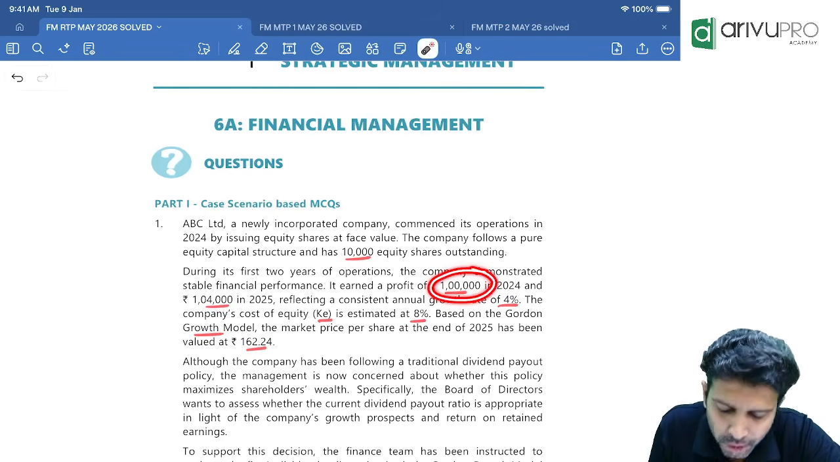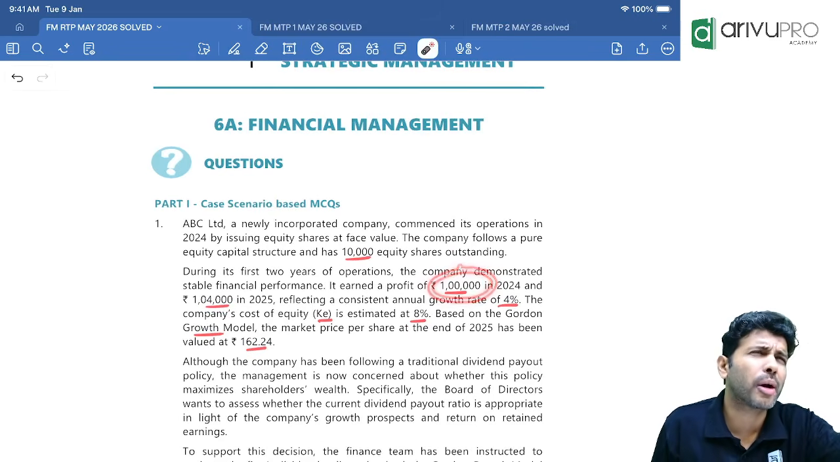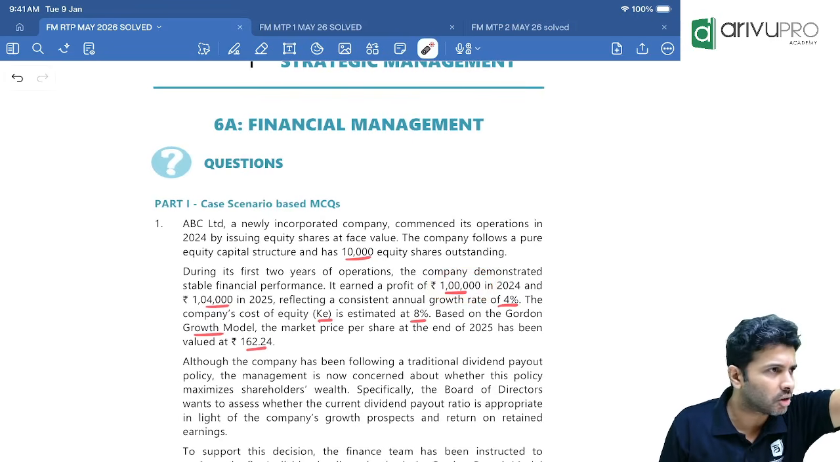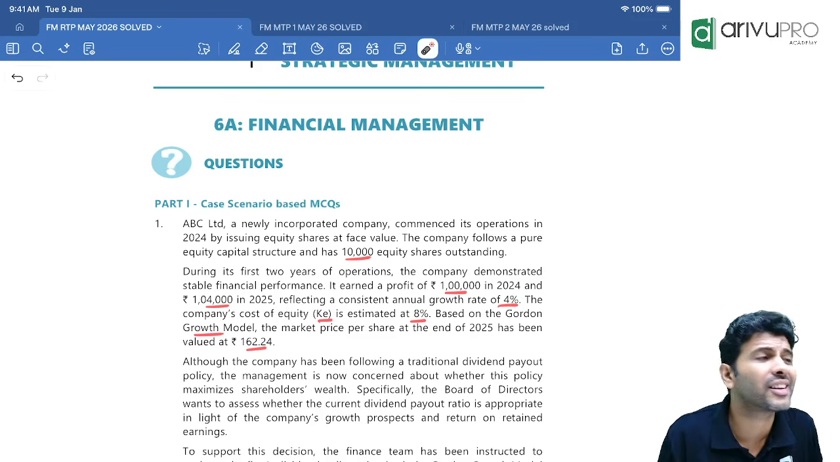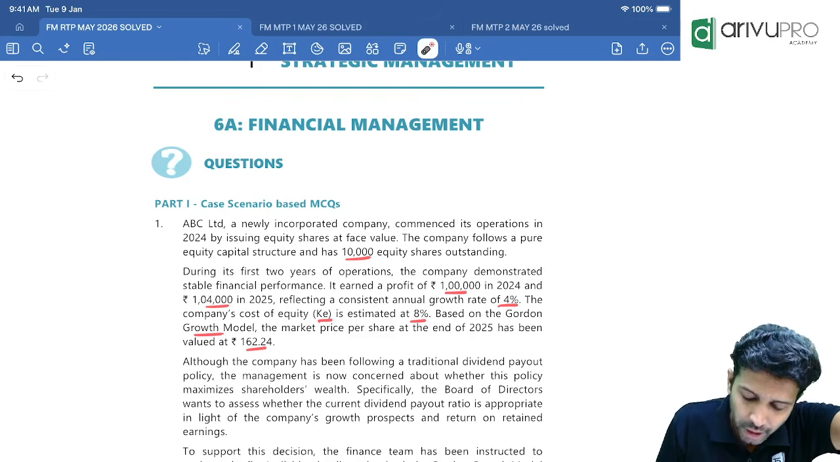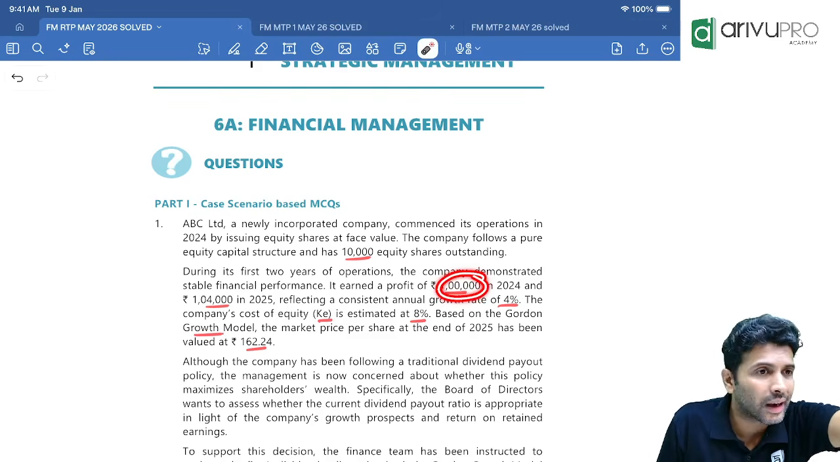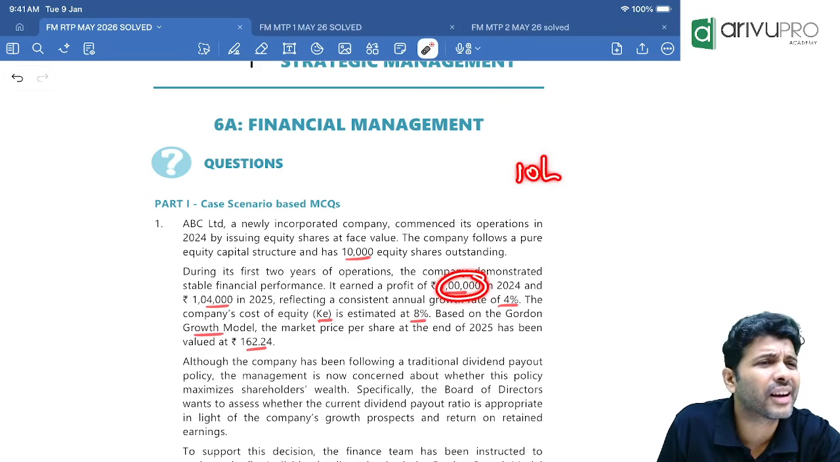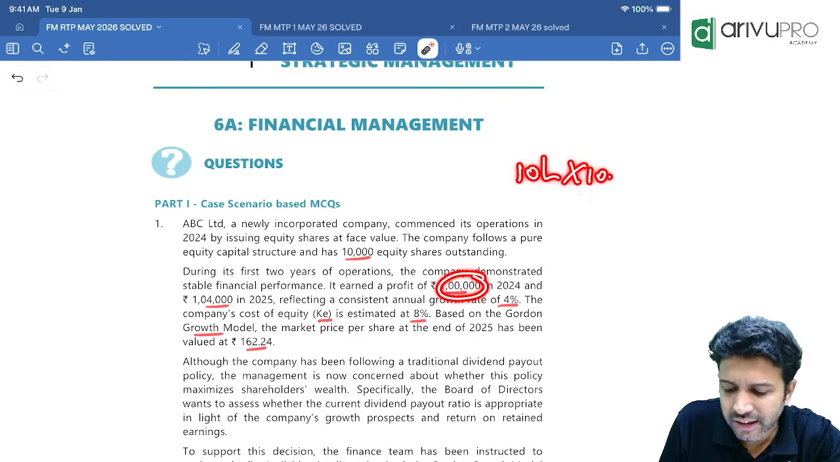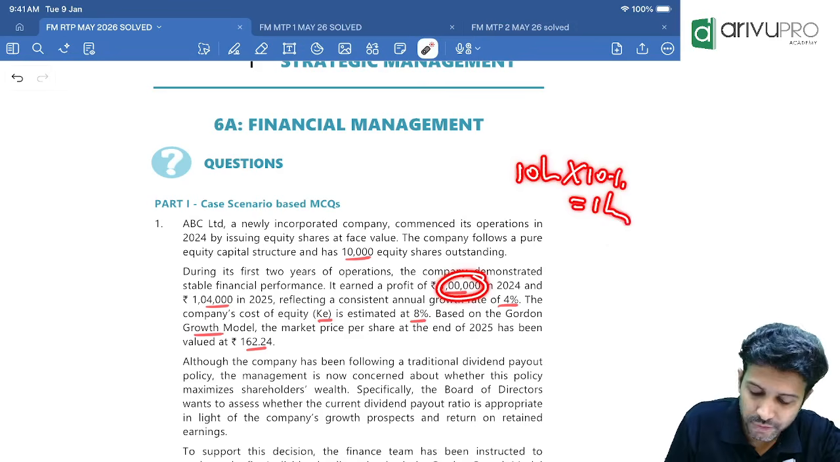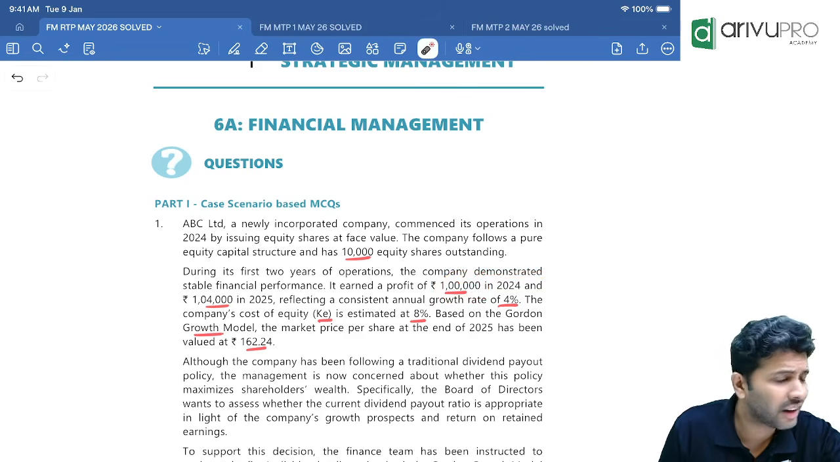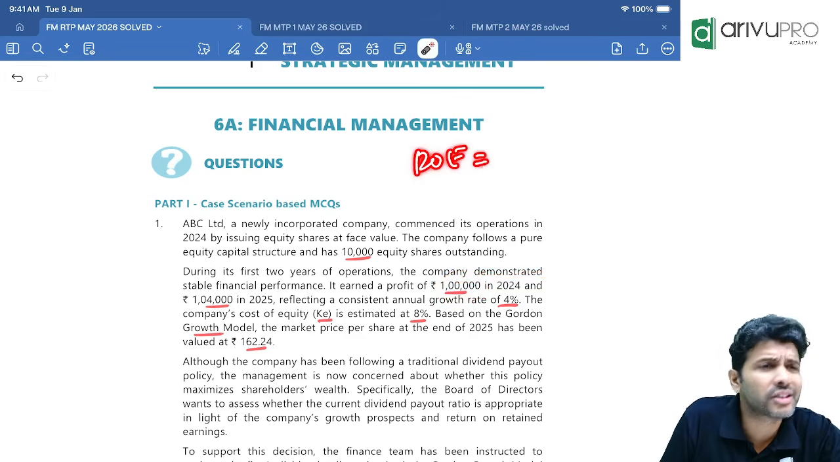2024. How much is the profit? 1 lakh. Use your common sense. Profit you will earn on your capital. How much return, how much profit are you generating? 10%. And how much is it in amount? 1 lakh. That means your capital has to be 10 lakh. Do you agree? Because only if you take 10% of 10 lakh will you get 1 lakh. Agreed? Or use the return on equity formula. What is the return on equity formula?